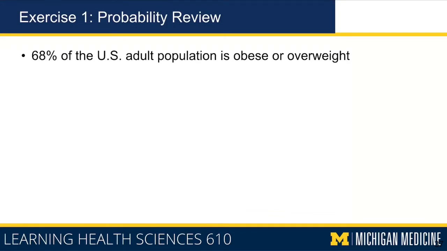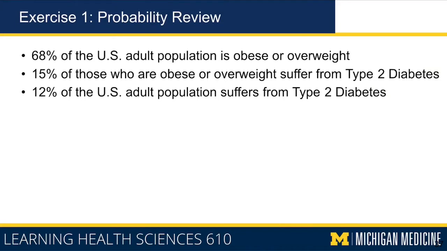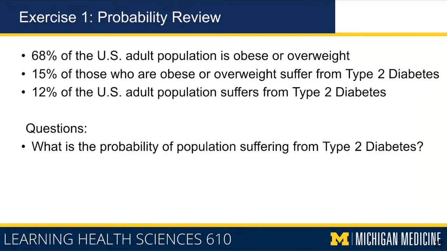Suppose you have 3 bits of information. 1, that 68% of US adult population is obese or overweight. 2, 15% of those who are obese or overweight suffer from type 2 diabetes. And 3, that 12% of US adult population suffers from type 2 diabetes.